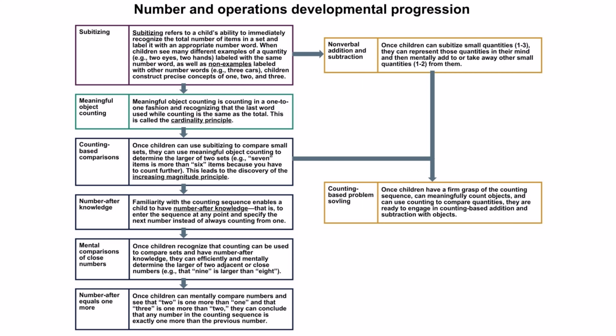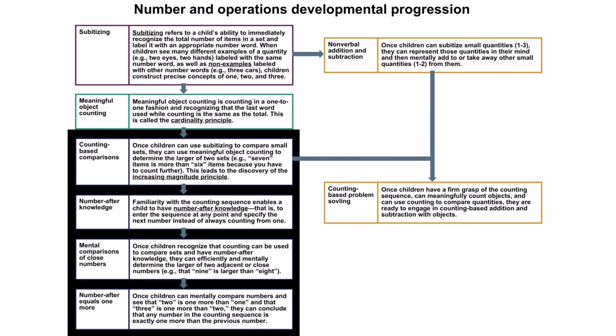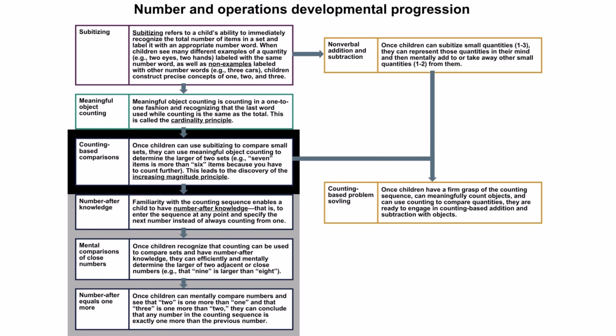Let's begin our discussion on progress monitoring for comparing and labeling magnitudes by taking a look at the number and operations developmental progression. The first thing you may notice is that comparing magnitudes and number relationships are broken down across 4 steps on the progression. The progression tells us that children are ready for counting-based comparisons of two quantities when they can demonstrate accurate one-to-one tagging and cardinal understanding, and when they can use subitizing to perceptually or visually compare small collections up to 3.